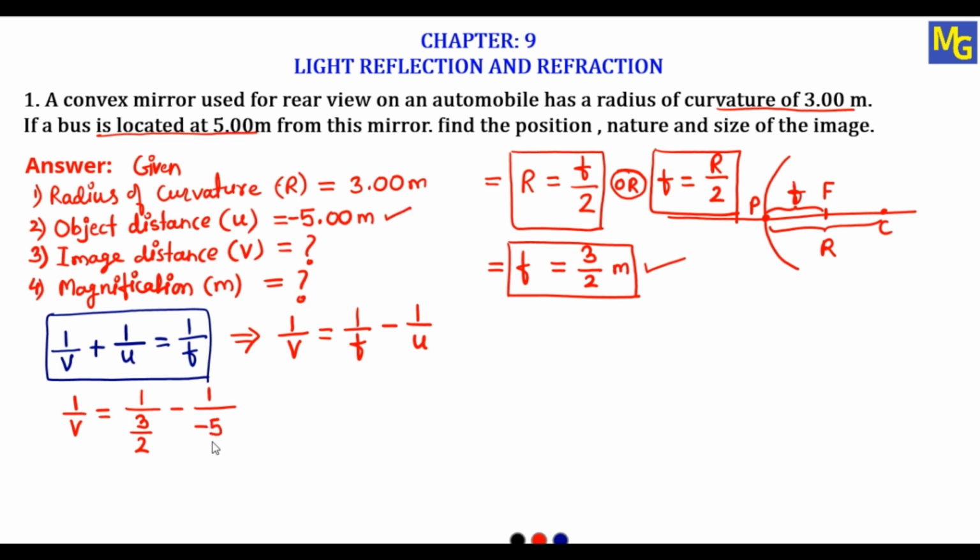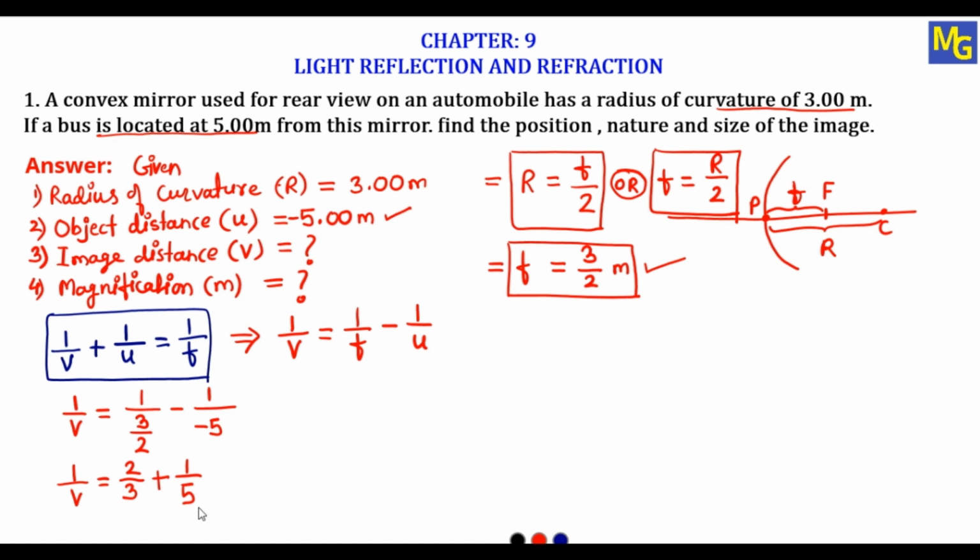Now this 3 by 2 we can rearrange, and we can shift this 2 to the upper side. Then we will get 1 by V is equals to 2 by 3. I hope you know how to do it. It will be the reciprocal. If you take the reciprocal of 3 by 2, it will be 2 by 3. So 2 by 3, minus and minus will be plus, and then you write down 1 by 5. So now we got this 2 by 3 plus 1 by 5.